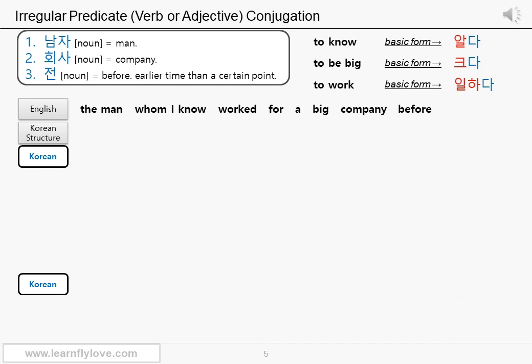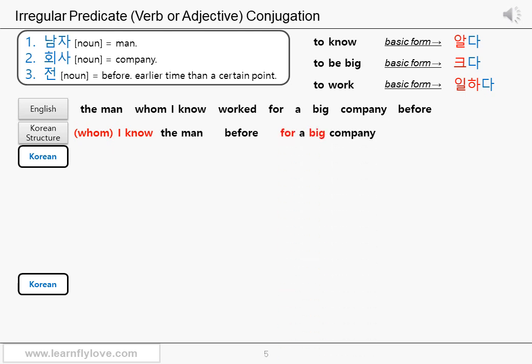Let's see a simple example for irregular conjugation. Let's see the English sentence first. The man whom I know worked for a big company before. Yeah, this is simple. First of all, the subject is the man. And whom I know part modifies the subject, the man. Before is a time-related word.